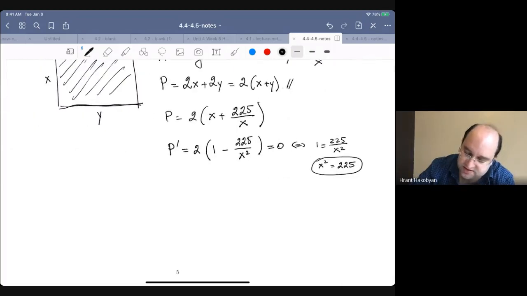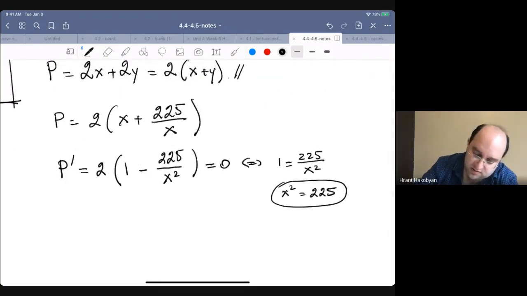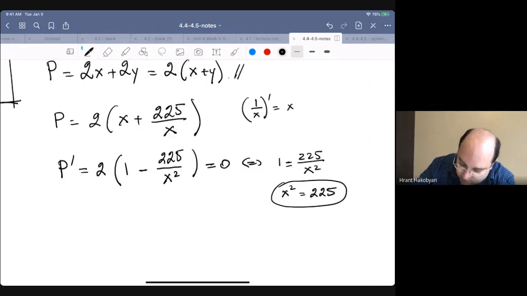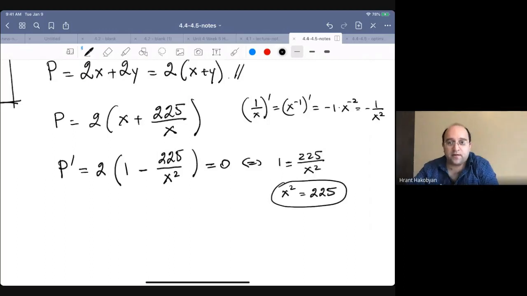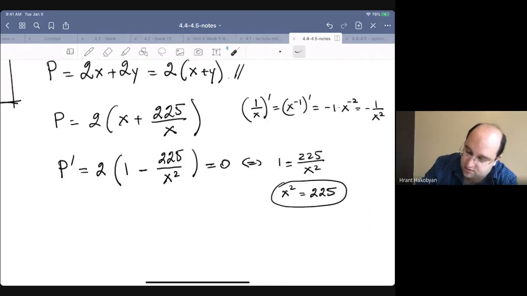So why is it a negative sign? That's because 1 over x prime, well, that's x to the power negative 1. So that's negative 1 times x to the power negative 2. So it's negative 1 over x squared. Does that make sense? So that negative here is the same as this negative here.